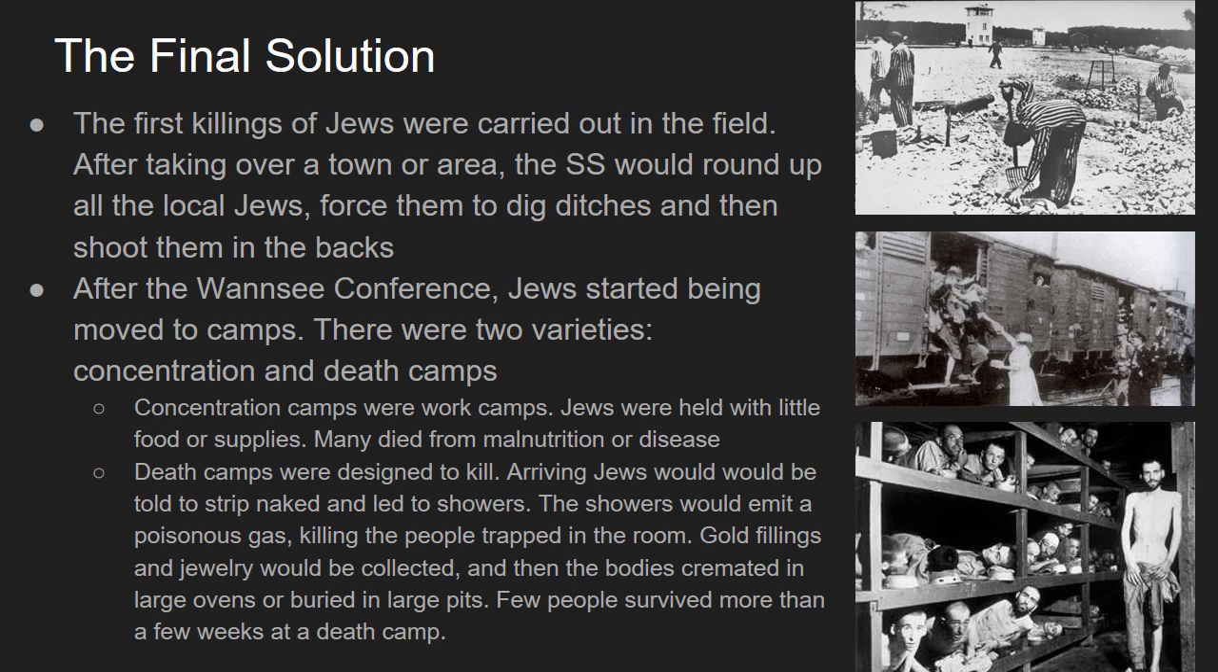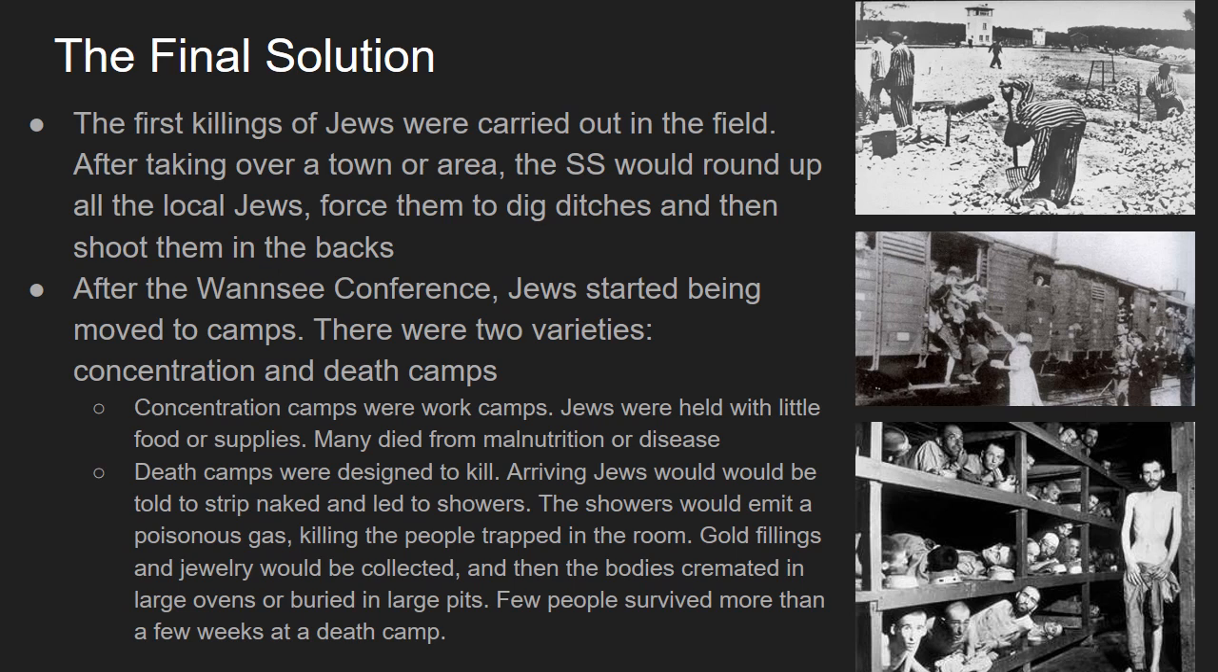Arriving Jews at the death camps would be stripped naked and led to showers. However, these showers were not real showers. They would emit poisonous gas, killing the people who were trapped in the room. This trickery was intended to make the Jews more likely to follow the orders. They weren't meant to know that they were about to die. Once the Jews had been killed, their bodies would be stripped of any valuables, including gold teeth or jewelry or wedding rings.